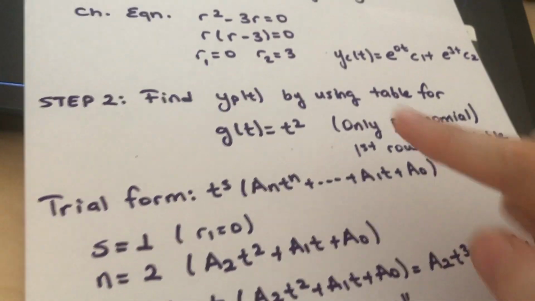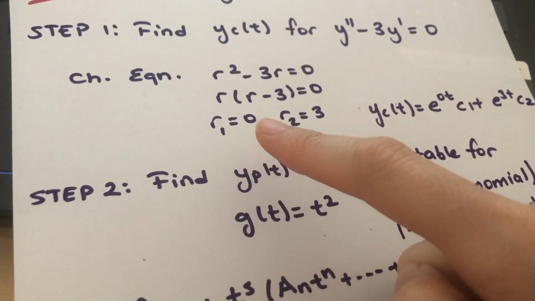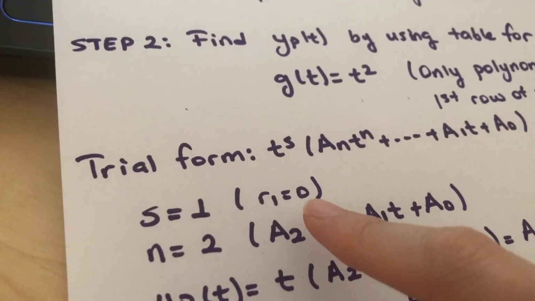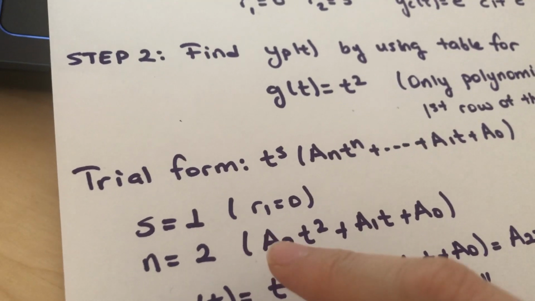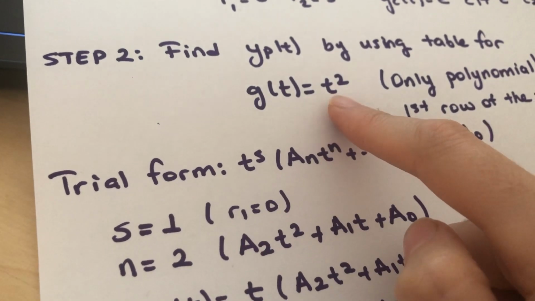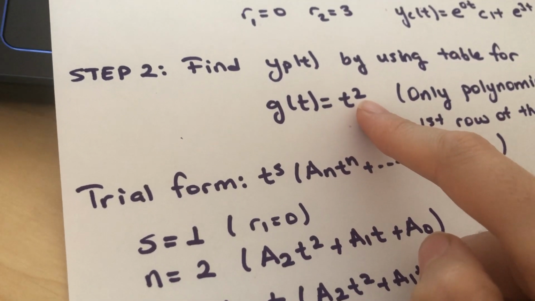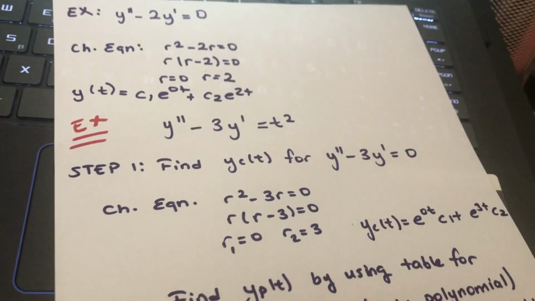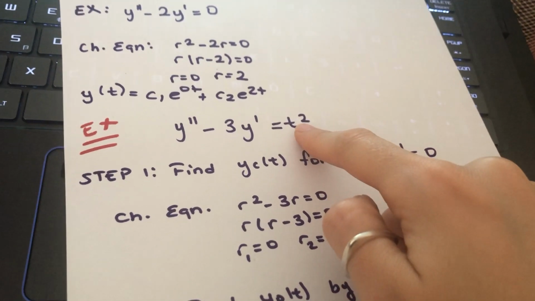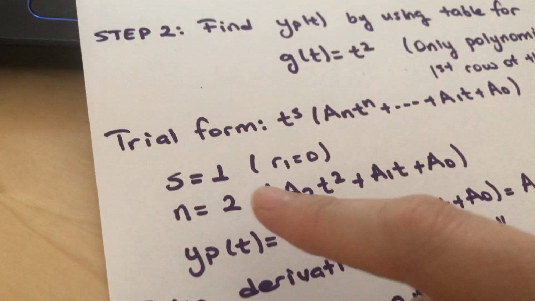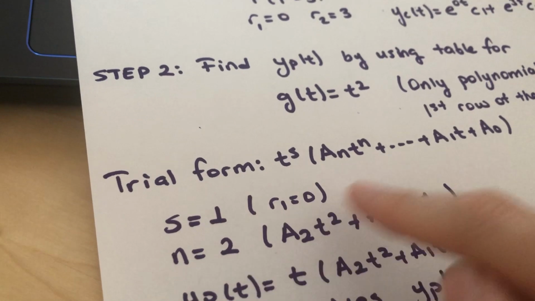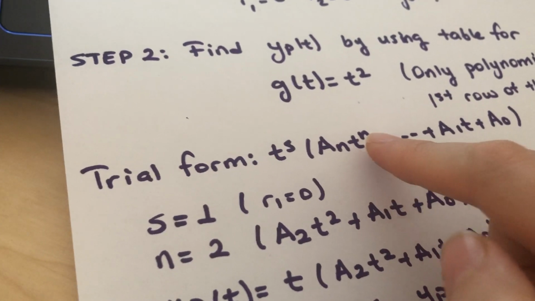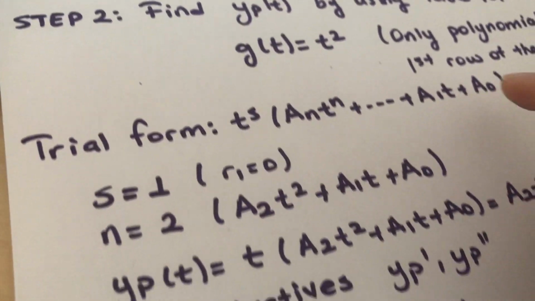And I am checking if 0 is coming as a root. Yes, it's coming once as a root. That's why I'm saying s is 1, because r1 is 0. And n is 2, because look at that. This is t to the n, right? Our power for our g(t), t squared, look at the t squared, it's second order. That's why my n is 2. And if n is 2 in the trial form, look at that. If n is 2, it will be a2t squared plus a1t plus a0.